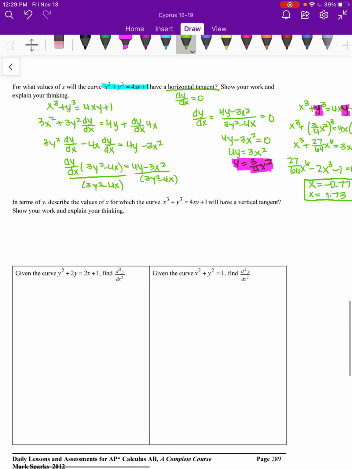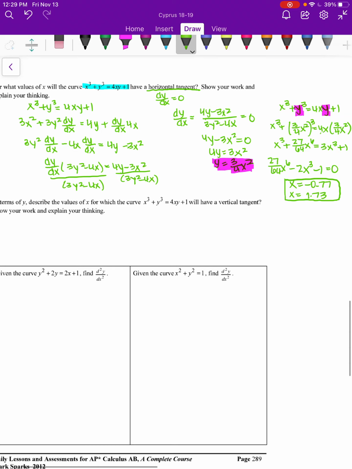So we used our implicit differentiation to figure out what y was so that we could plug that into our original equation. This y value that we found, y equals 3/4 x squared, is the y value only when we have a horizontal tangent line. So we put that in to find out when do we have a horizontal tangent line. It's at those specific x values.